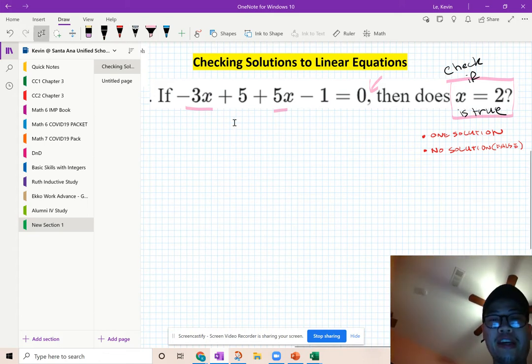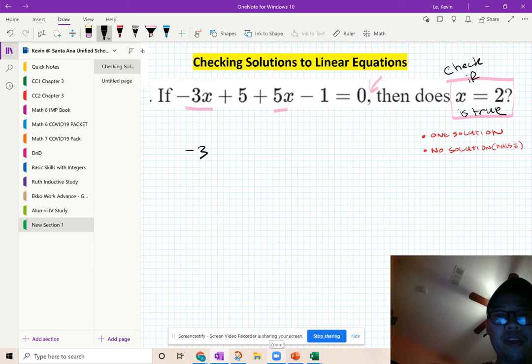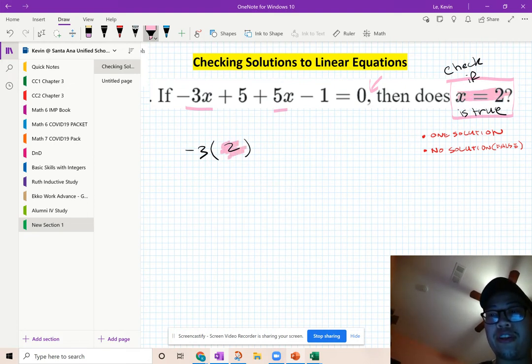I have negative 3x, so I'm going to write negative 3, and now I'm going to put parentheses. What do I put in the parentheses? Let me check. They want me to check if x equals 2 is correct, so I'm going to put my 2 in here. I'm going to highlight this in pink so you understand where this is coming from.